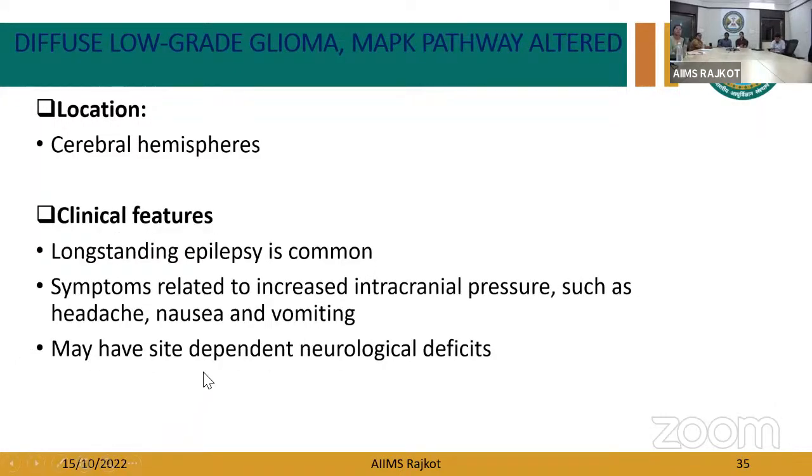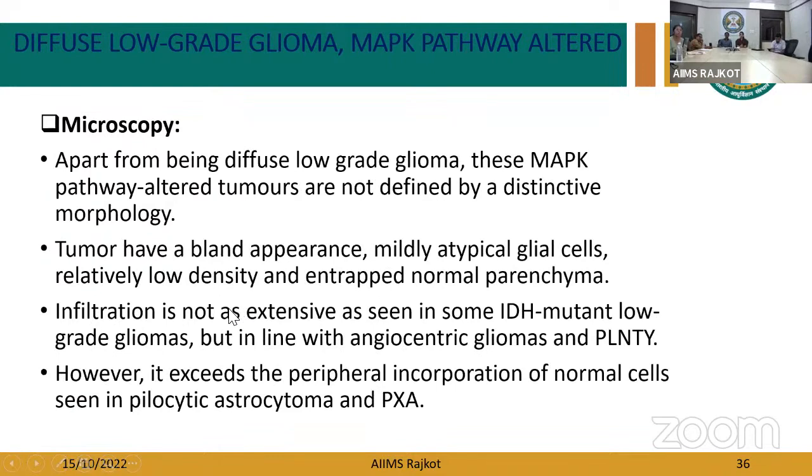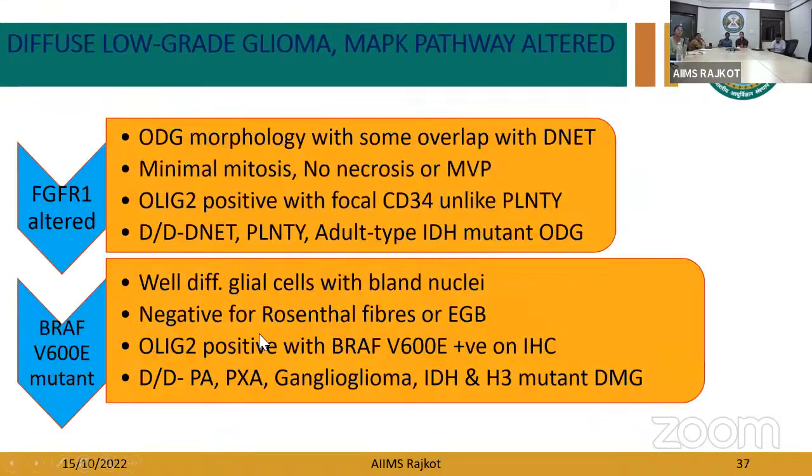Predominant location is cerebral hemisphere, and the clinical feature is long-standing epilepsy along with headache, nausea, and vomiting. Microscopically, these tumors typically do not show any distinctive morphology. They usually have a bland appearance. Next. Now they are again divided into two types: FGFR1 altered and BRAF mutant.